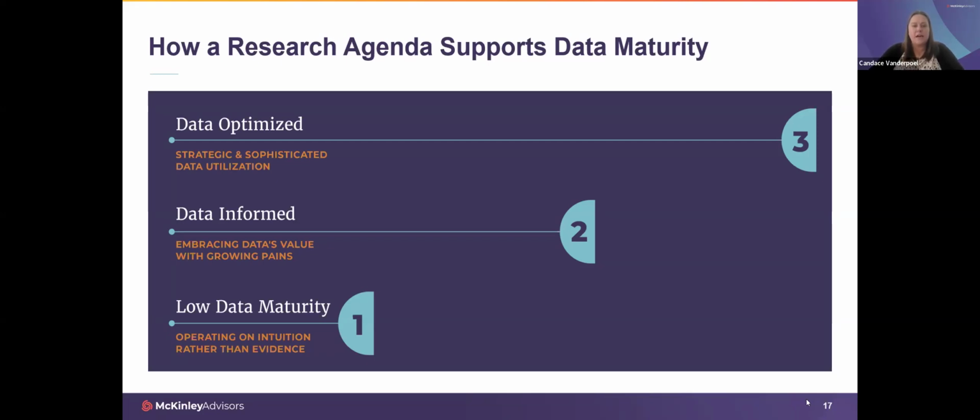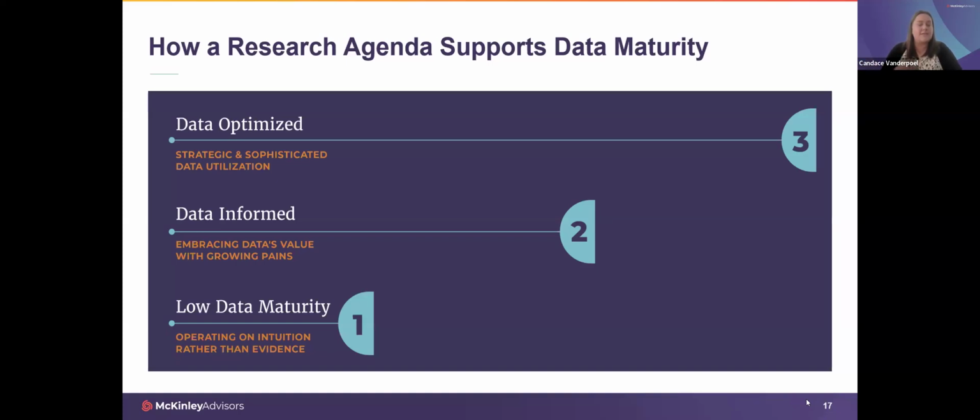So how does this research agenda really support what Patrick was talking about earlier? Moving through the data maturity model and moving from that low maturity to data informed, and then eventually up to data optimized, it really helps associations move from that ad hoc, disjointed data collection to a much more strategic and data-driven decision-making approach. It really ensures that there's consistency in what you're doing, whether that is how you're asking things, how many times you're going out to an audience, how many times you're talking about a particular topic with an audience. And that really also helps you to be able to track trends over time.